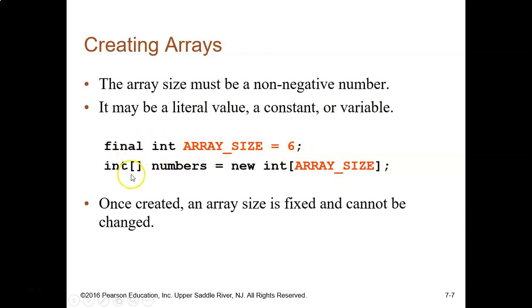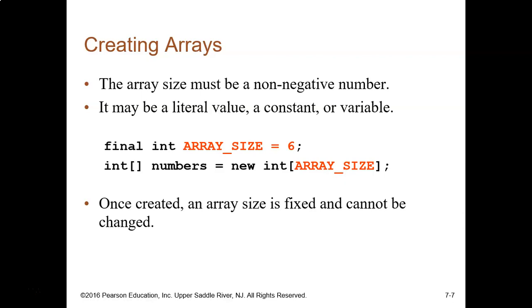Then we came down here and we created a one-dimensional array that's going to hold integers called numbers. We created that array, but instead of putting an actual value inside these brackets where the size declarator is, we passed by variable. We passed the array size variable into here. Well, array size holds a 6, so when you create this array, it actually is creating an array of size 6.